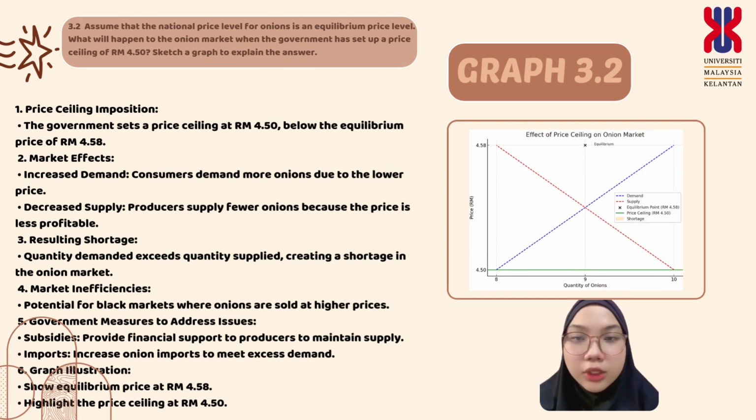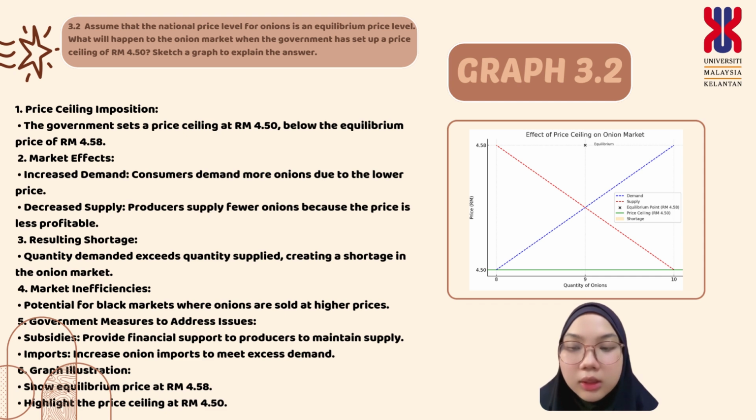3.2. Assume that the national price level for onions is an equilibrium price level. What will happen to the onion market when the government has set up a price ceiling of RM 4.50? And sketch a graph to explain the answer. First, price ceiling imposition. The government sets a price ceiling at RM 4.50, below the equilibrium price of RM 4.58. The market effects can increase demand, because consumers demand more onions due to the lower price, and can decrease supply. The producers supply fewer onions because the price is less profitable.